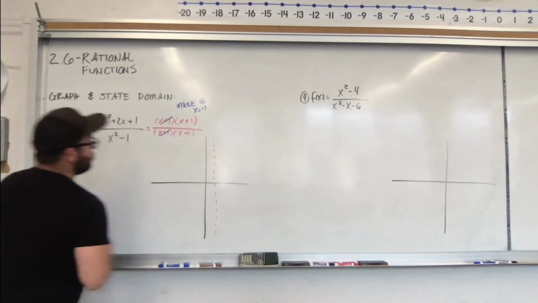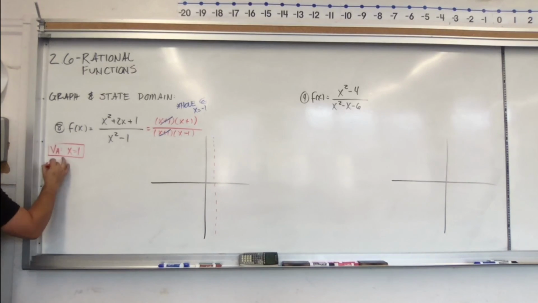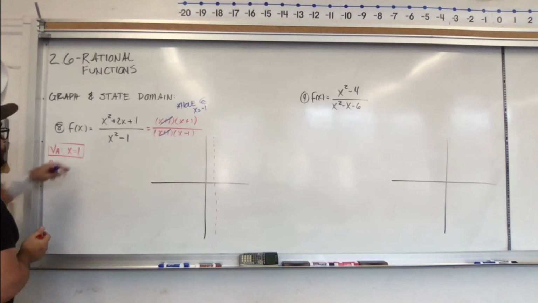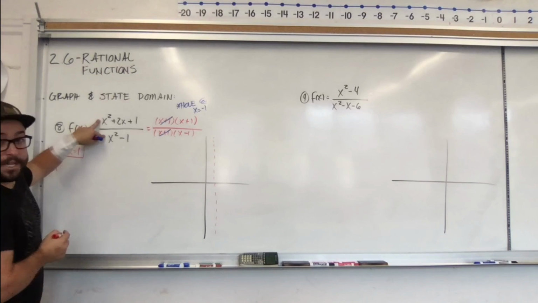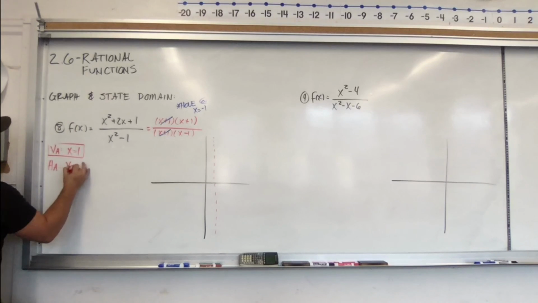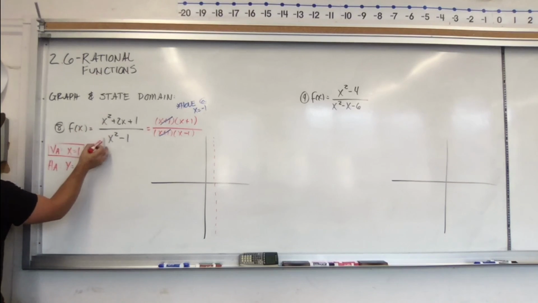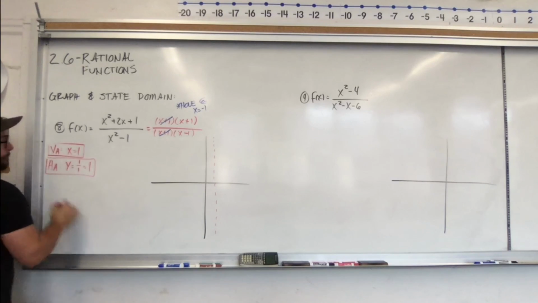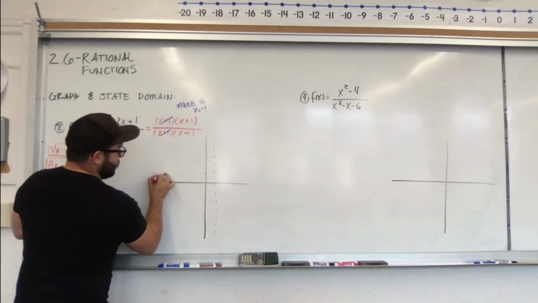Now when it comes to the horizontal, this one's, again, kind of nice and handed to us. Degrees are same. We pull from both leading coefficients. So it's y equals, well, 1x squared and a 1x squared, so 1 over 1, or just y equals 1. There's our horizontal.